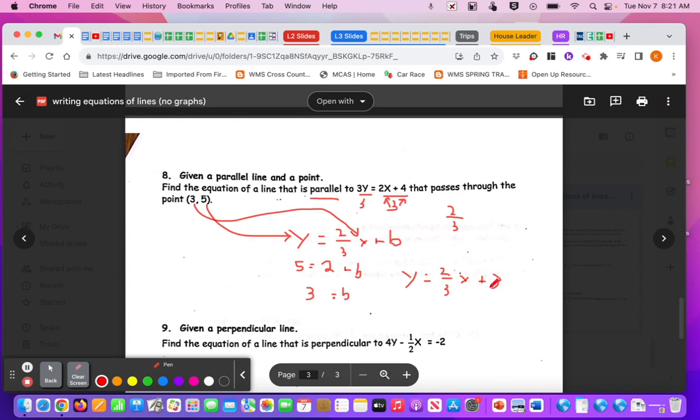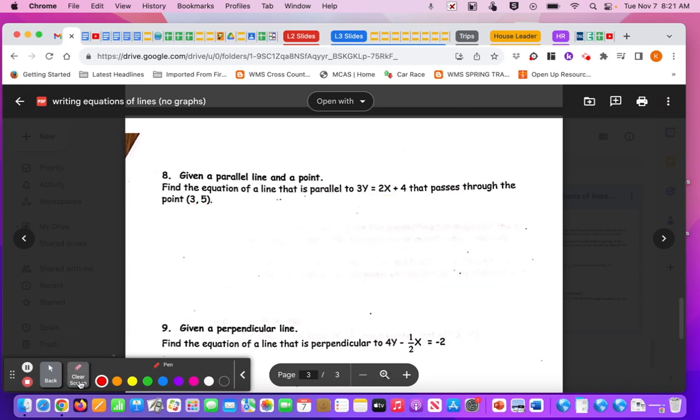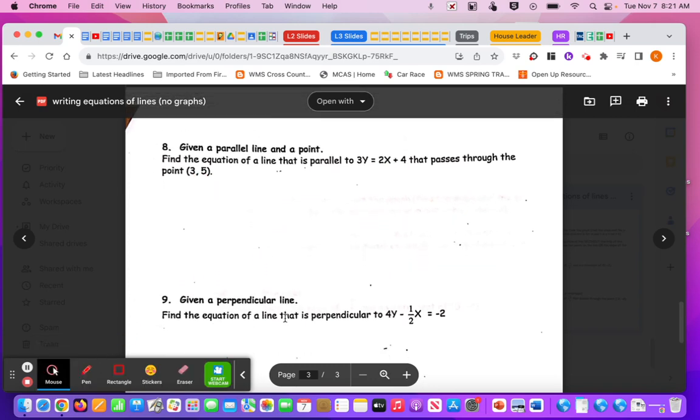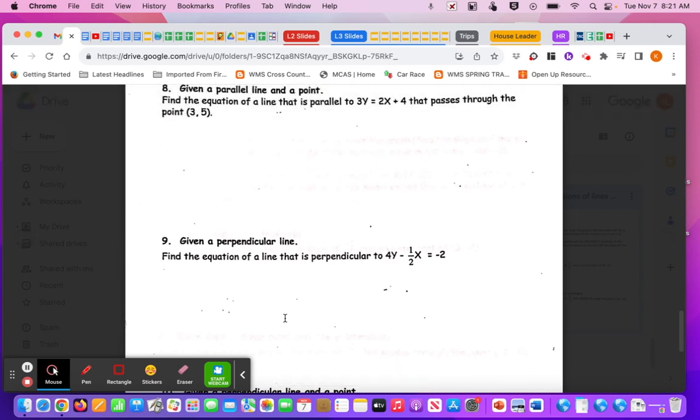All right, so that's number 8. That was a good one. Let's try 9 and 10, and then we'll call it, which will be pretty good. This one's a little harder, okay?